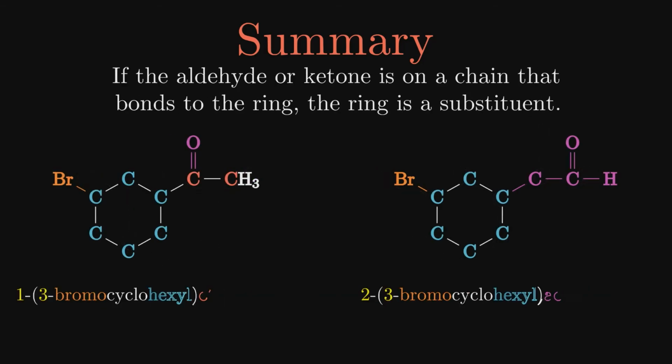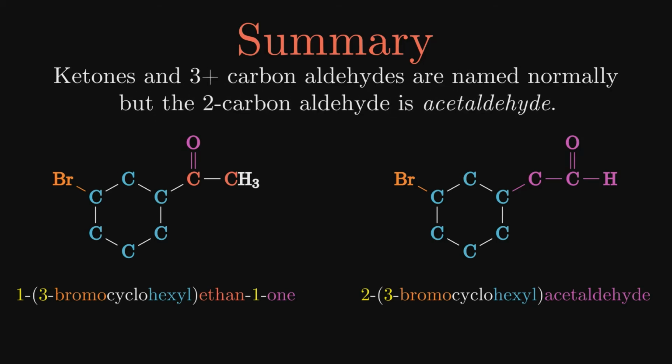If the ketone or aldehyde is on a chain that attaches to the ring, the ring will be a substituent. Ketones are named normally, as are 3-carbon or larger aldehydes. However, the 2-carbon aldehyde is called acetaldehyde.